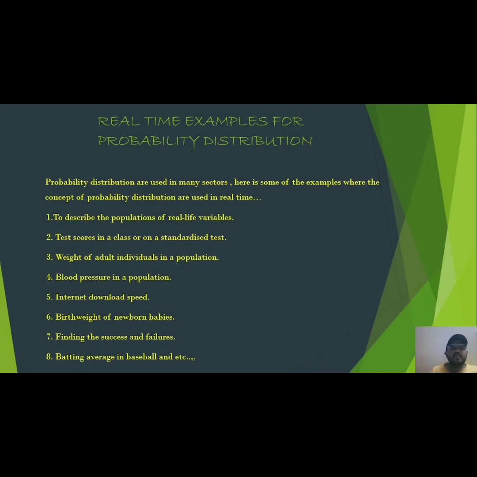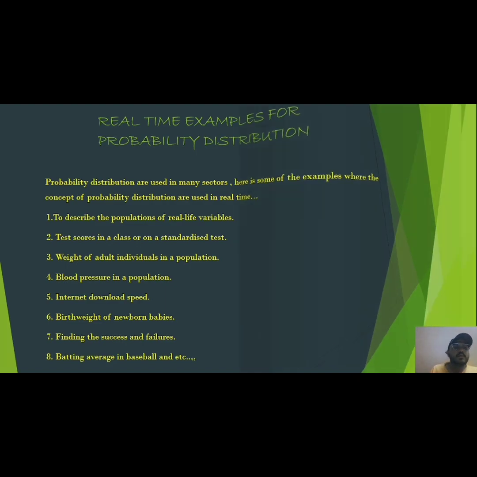Real time examples of probability distribution. Probability distributions are used in many sectors. Here are some examples where the concepts of probability distribution are used in real time: to describe the population of a real-time variable, to test scores in a class or on a standard test, the weight of an adult individual in a population, and blood pressure in a population, and so on, as you see here.